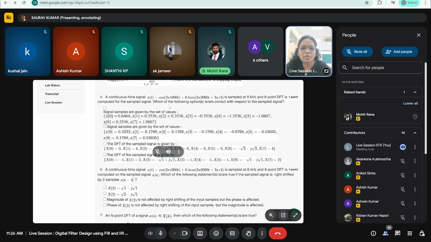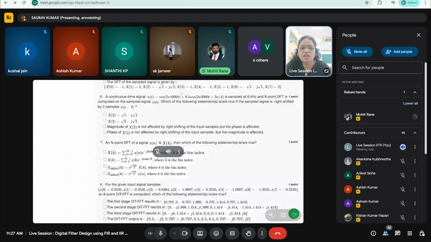So what are the samples you get when you sample it using the Nyquist criteria? This 8 kilohertz is very well obeying the Nyquist-Shannon theorem, because the maximum frequency here is 2K only, and you get the samples as well as the DFT coefficients from that. This is the 5th question.